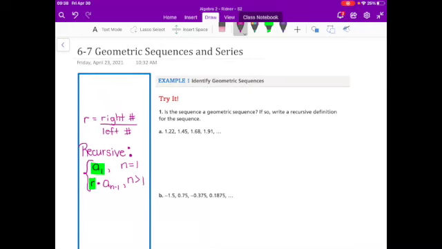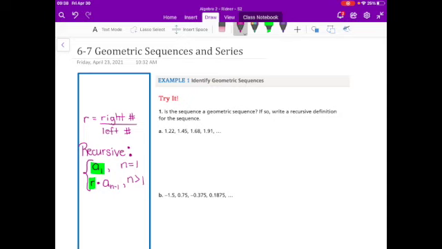6-7, which is the last section in the unit. It is also the last section in your workbook. So I don't have a workbook in front of me looking at the page number, but it is one of the very last sections. So look for 6-7 at the bottom, example, and then the examples page. We are talking about geometric sequences and series.